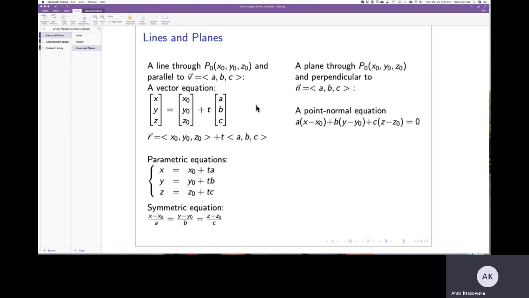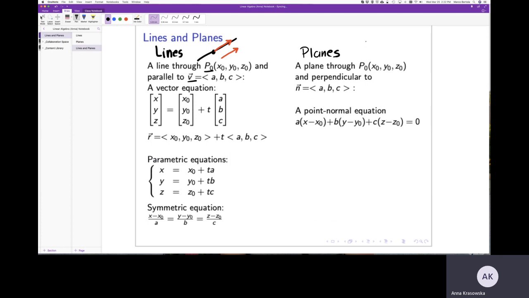So recall that, let me write maybe first, those are lines, and here are planes. Okay, so to specify a line, we need one point on it and a vector in the direction of the line. So direction vector, we can put it along the line or parallel to it.